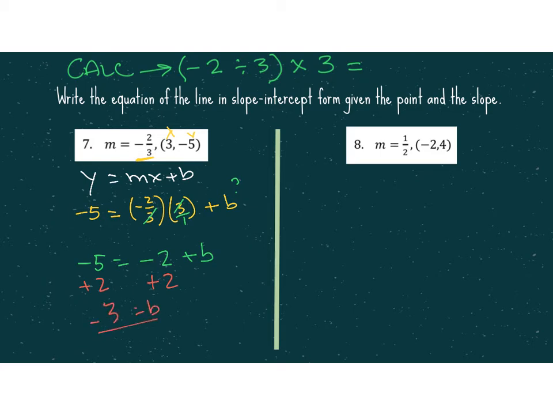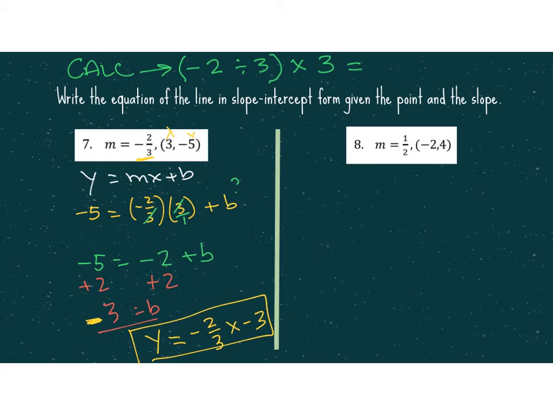And now I'm going to rewrite the whole equation. Y equals -2/3 times x minus 3. I did a -3 there because my b value was negative.